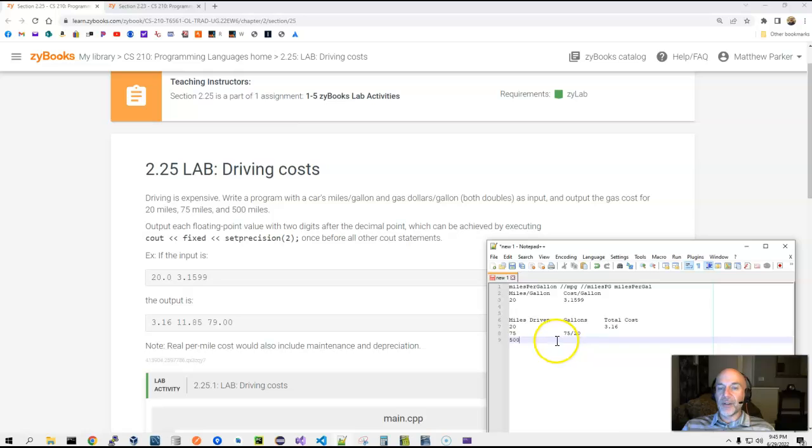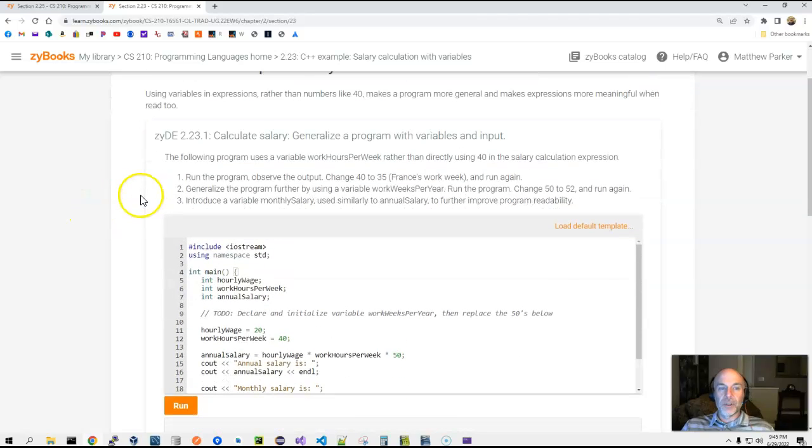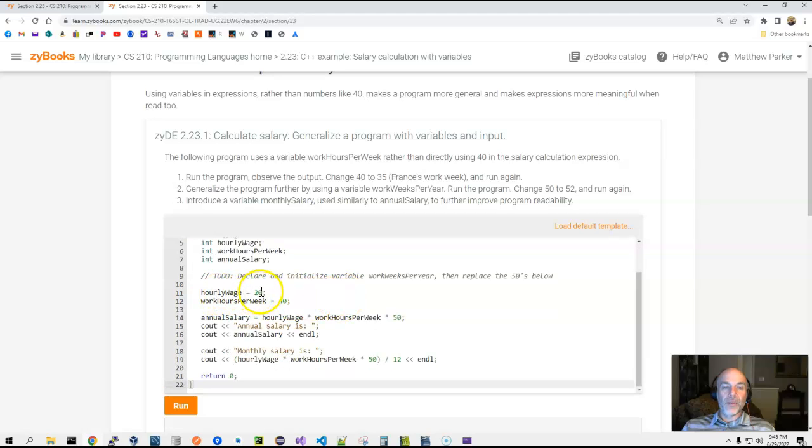In terms of how you're going to structure this lab, you can look back at section 2.23. They have a really close example where you have an hourly wage, the hours worked per week, and then an annual salary, where they're hard coding in these hourly wages and hours per week. What you would be doing is getting this in from cin, from the keyboard. And then you can see that they do the calculations, and then they cout the output.